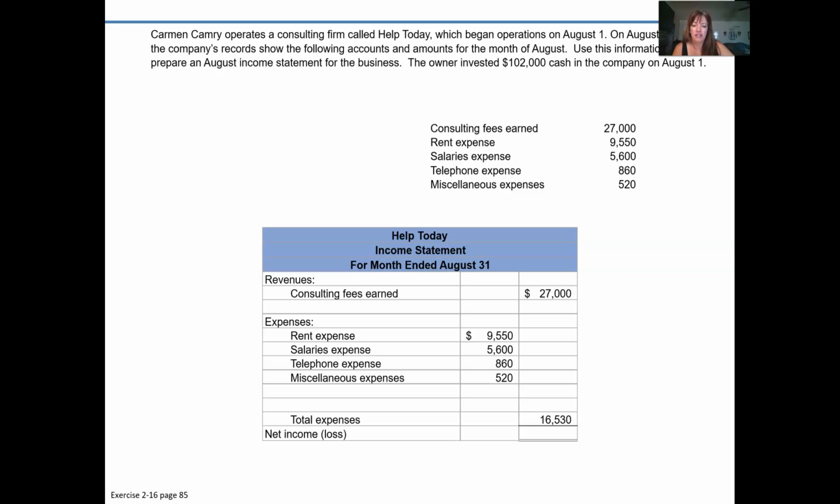The total equals $16,530. Since that is a total, it goes on the right-hand side. Don't forget to write expenses with a colon and then indent each expense. Take your revenue and subtract it from your total expenses, and you get your net income. You can see that underneath the net income of $10,470 is a double underline. You always want to double underline your grand total.